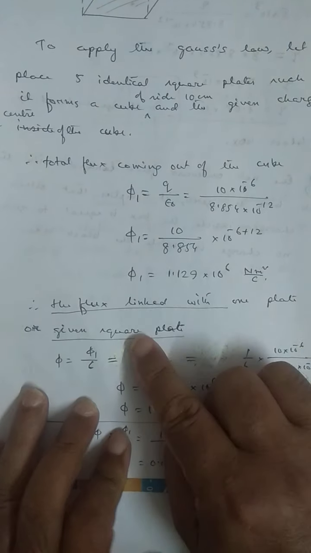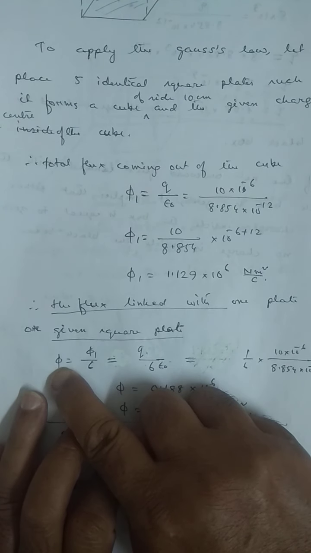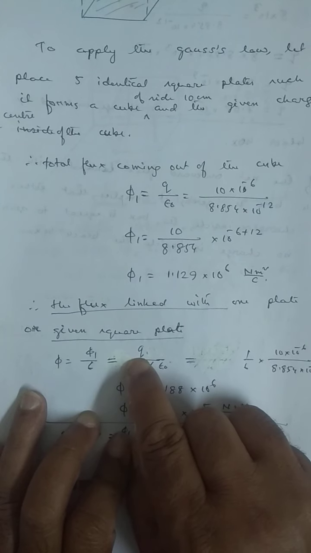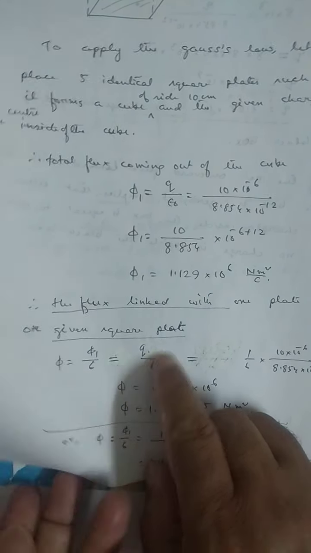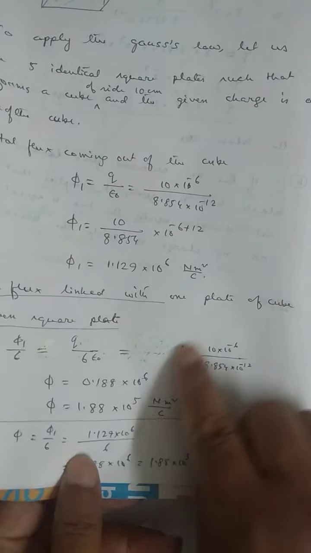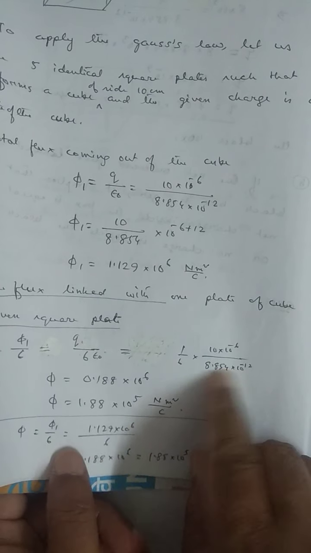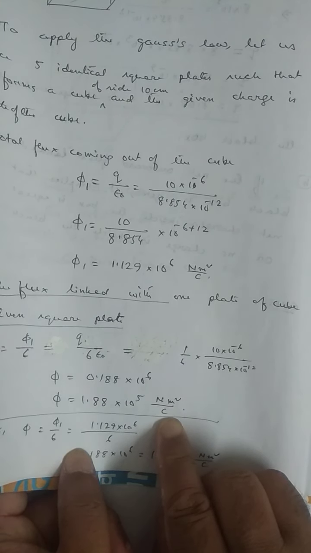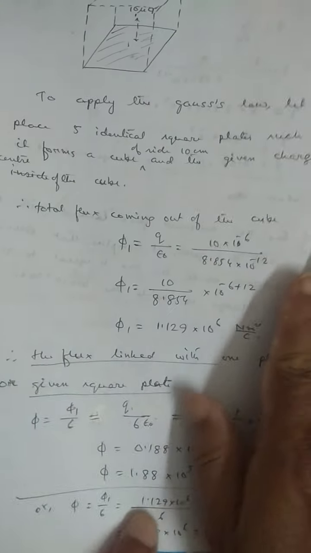Or instead of proceeding in this way, we may proceed in this way also. What is the flux associated with one surface of the cube? It is the total flux of the cube divided by 6. What is the total flux? Q by epsilon 0. That means it is 1 by 6 into Q by epsilon 0. What is Q? 10 microcoulomb. What is epsilon 0? We are getting 1.88 into 10 to the power 5 newton meter square per coulomb. Is it okay?